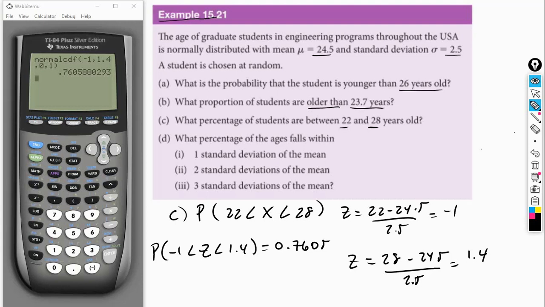So now let's take a look at part D, and it says what percentage of age falls within 1 standard deviation, 2 standard deviations, and 3 standard deviations of the mean. So for this, all we have to do is use the empirical rule, because this corresponds with approximately 68%. This would be approximately 95%. And finally, 3 standard deviations from the mean is going to be approximately 99.7%. Now, as an exercise, you could verify this using the normal cumulative distribution function with the GDC.